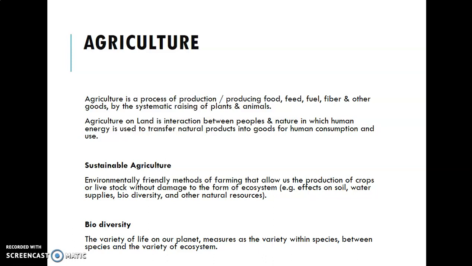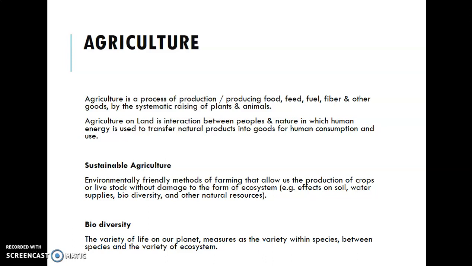Agriculture is a process of producing food, feed, fuel, fiber and other goods by the systematic raising of plants and animals. Agriculture on land is interaction between people and nature in which human energy is used to transfer natural products into goods for human consumption and use. So from these two definitions you can easily understand that agriculture is the process of production and raising plants and animals by a systematic method.